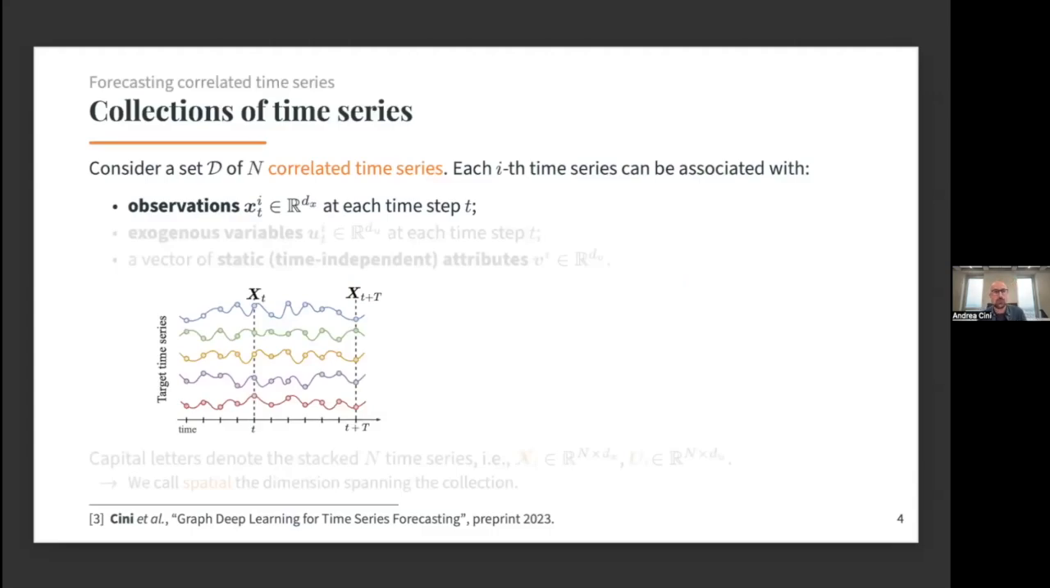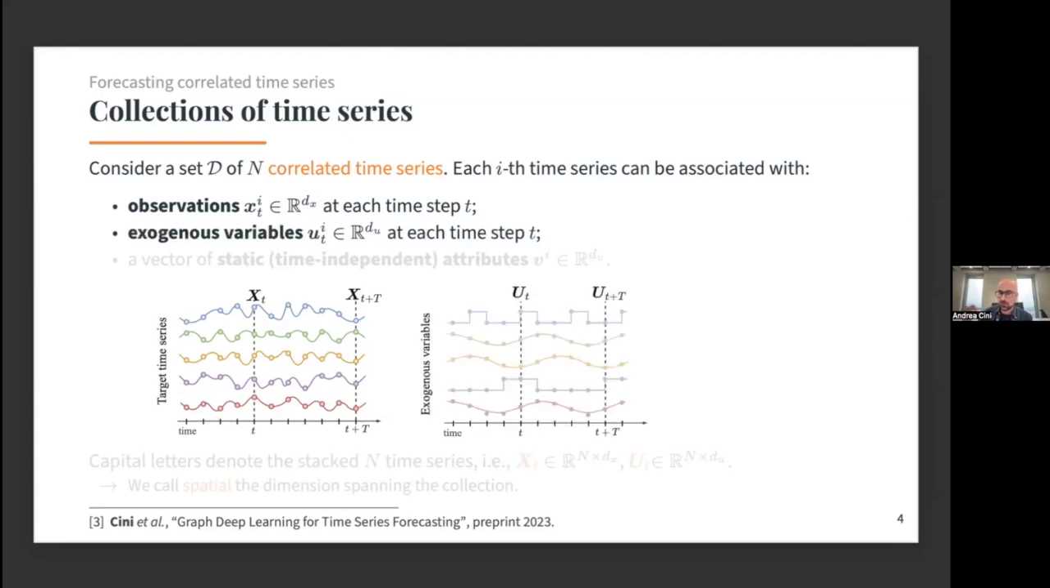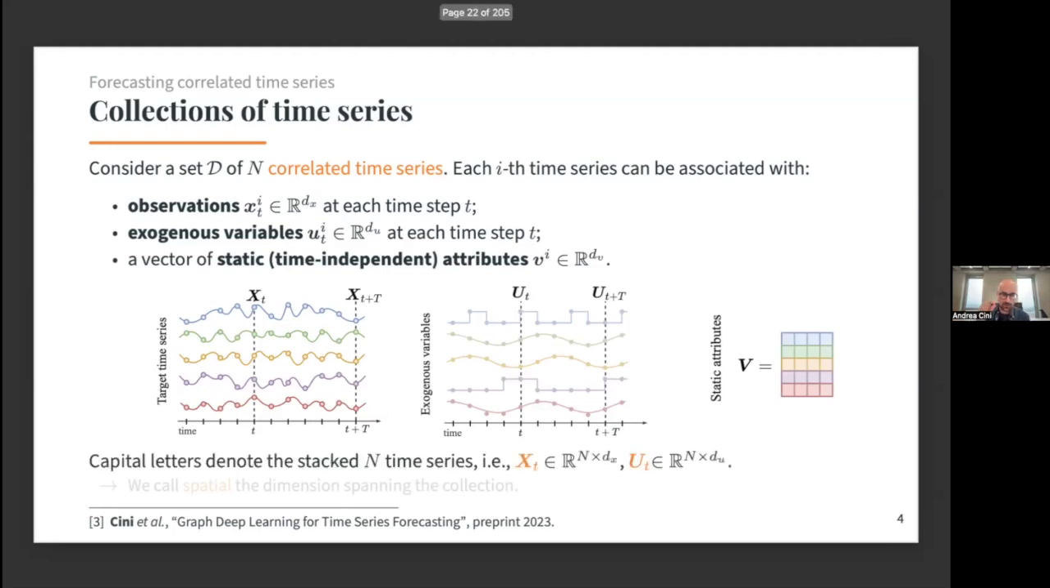So we assume that we have available this collection of n correlated time series. Each one of these time series can be multivariate, so we can have a vector of observations associated to each time series at each time step, and we can also have additional covariates associated to the target time series that can be both dynamic and static. In the case of static covariates, we talk about attributes. While we use the small letters to denote the observations at the single time series, we will use the capital letters to indicate the stacked representations across the time series collection, and we call this dimension, the dimension that spans the collection, the spatial dimension.